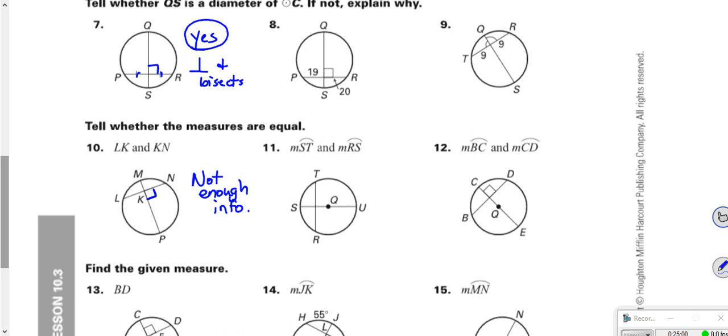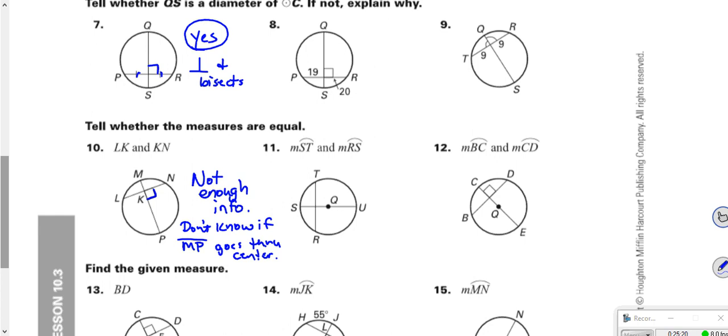Okay, what we don't know is if MP goes through the center of the circle. Or you could alternately say we don't know if MP is the diameter.